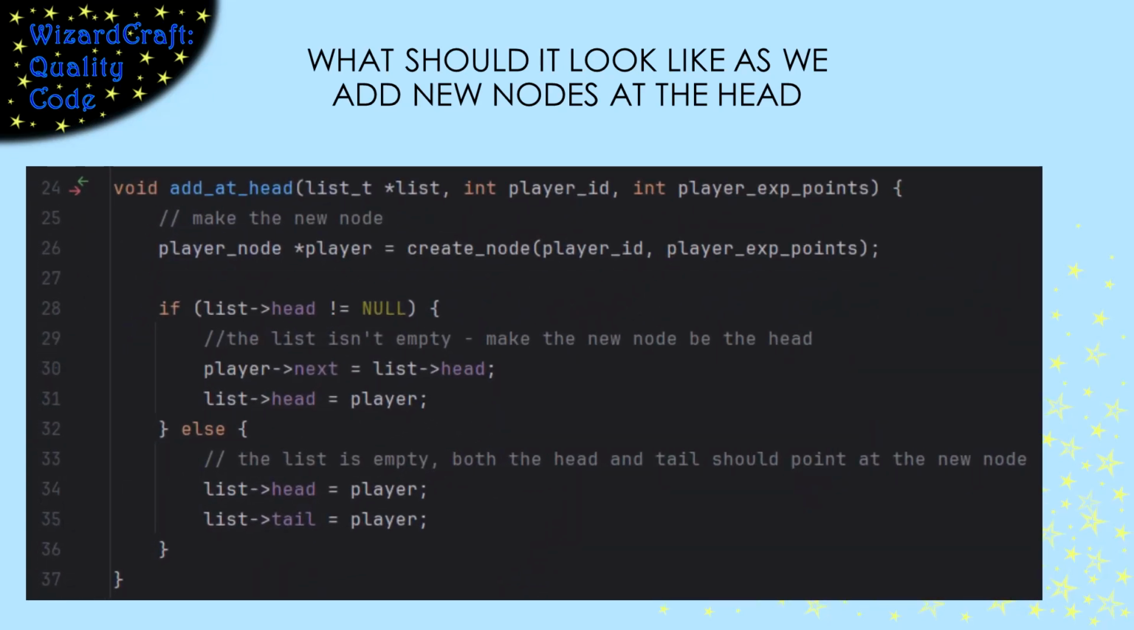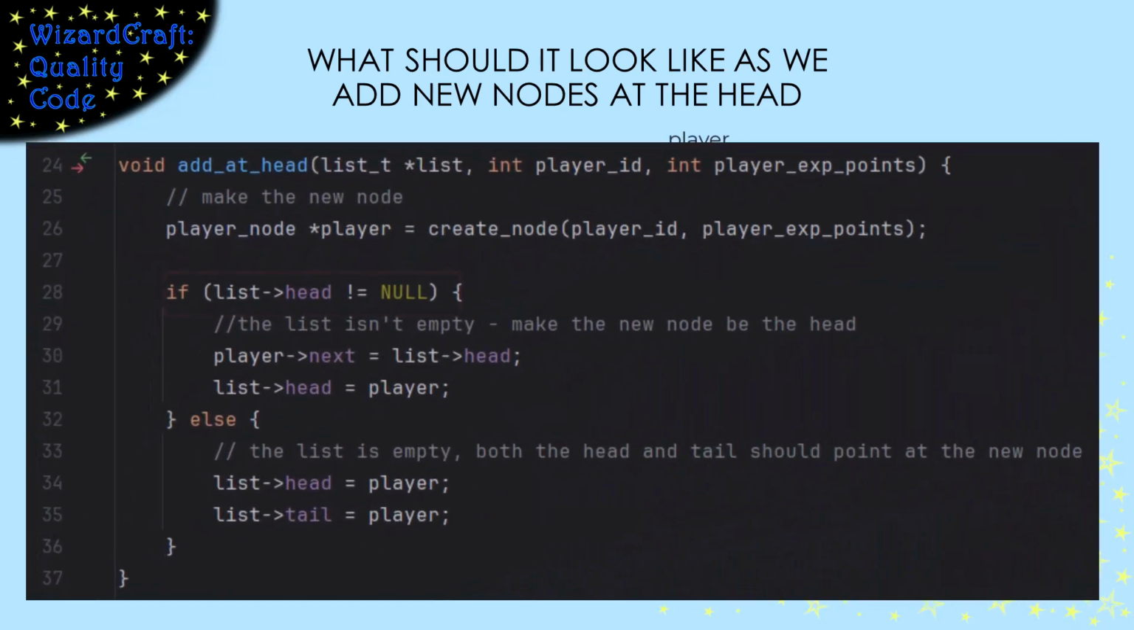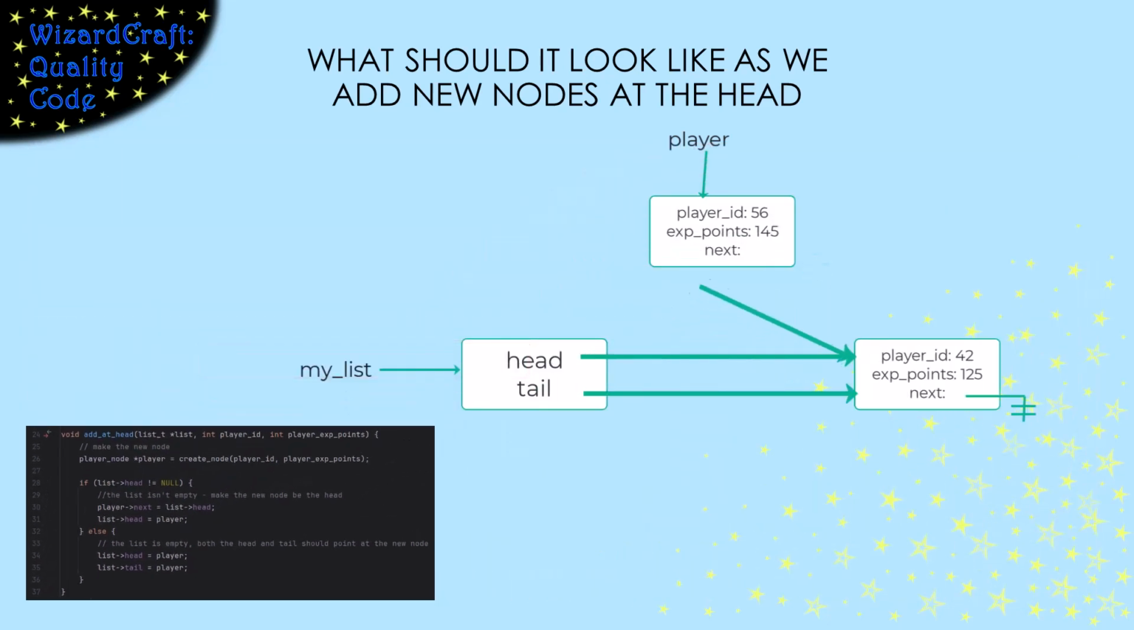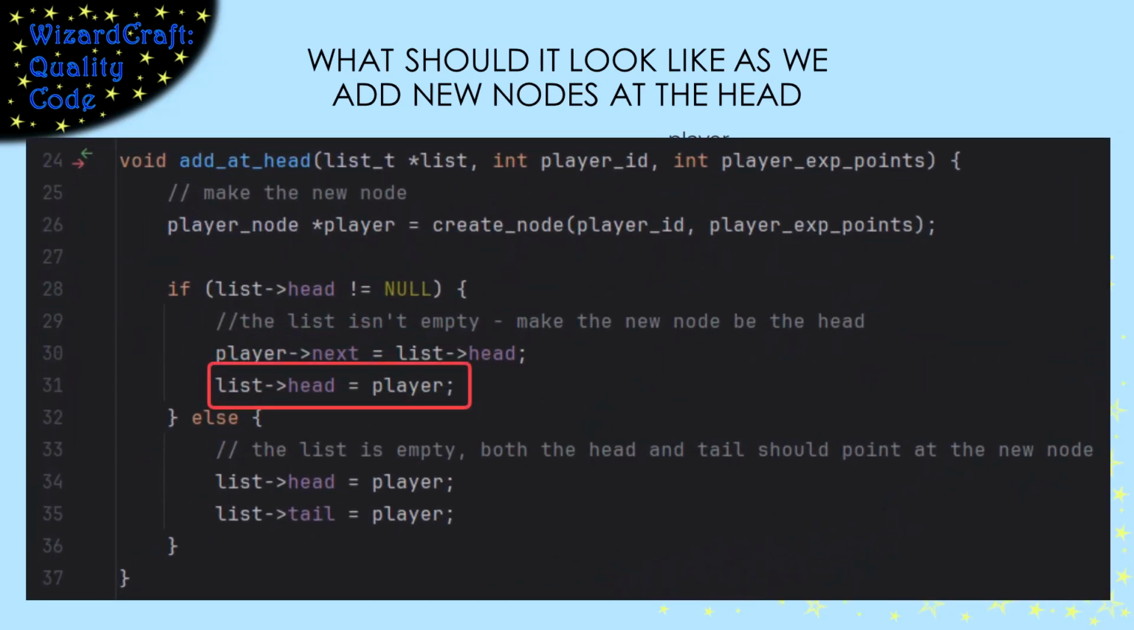The second time we call it, it again creates the new node. Then it looks at the head pointer. Since the head pointer isn't null, it copies the head pointer into the player's next pointer, so the player is pointing at the existing node, and then makes the list head point at player.